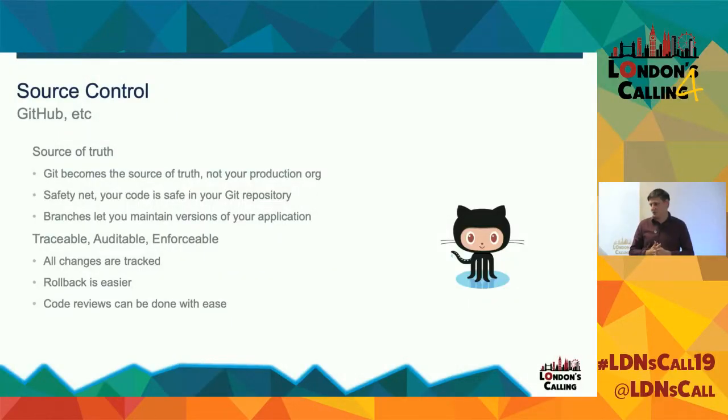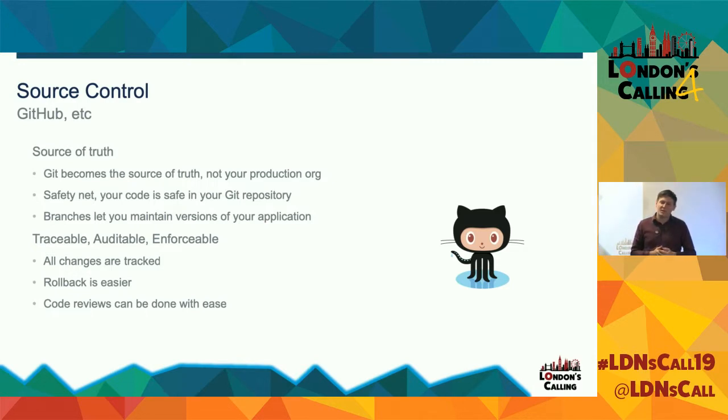So let's talk a little bit about source control. In this model, source control becomes the source of truth for your org. I know we're used to an org-centric source of truth in the Salesforce world, but we're moving away from that now, that your Git repository is the source of truth. That's where your code lives, and that's what's always going to be correct.